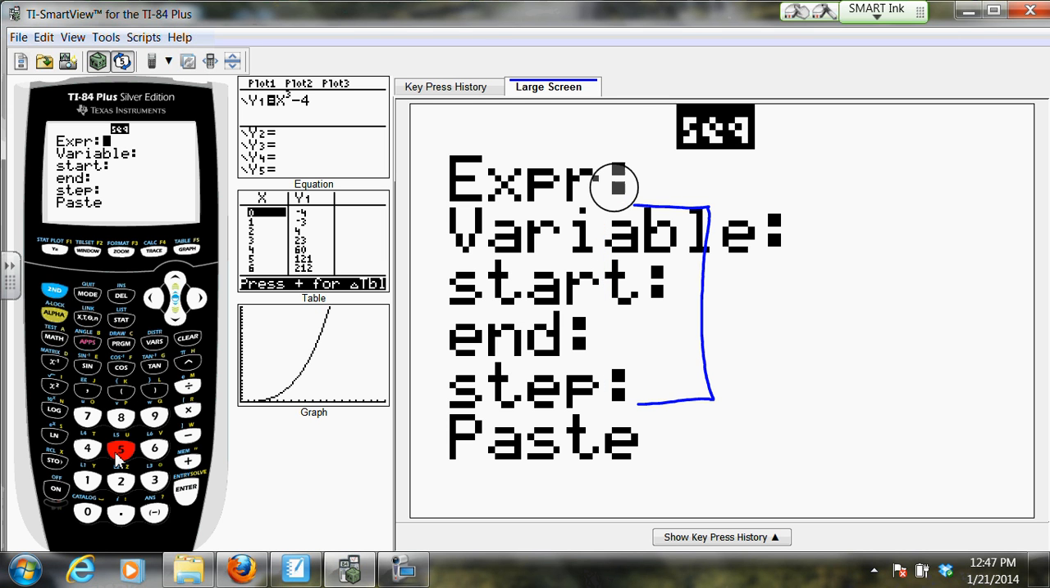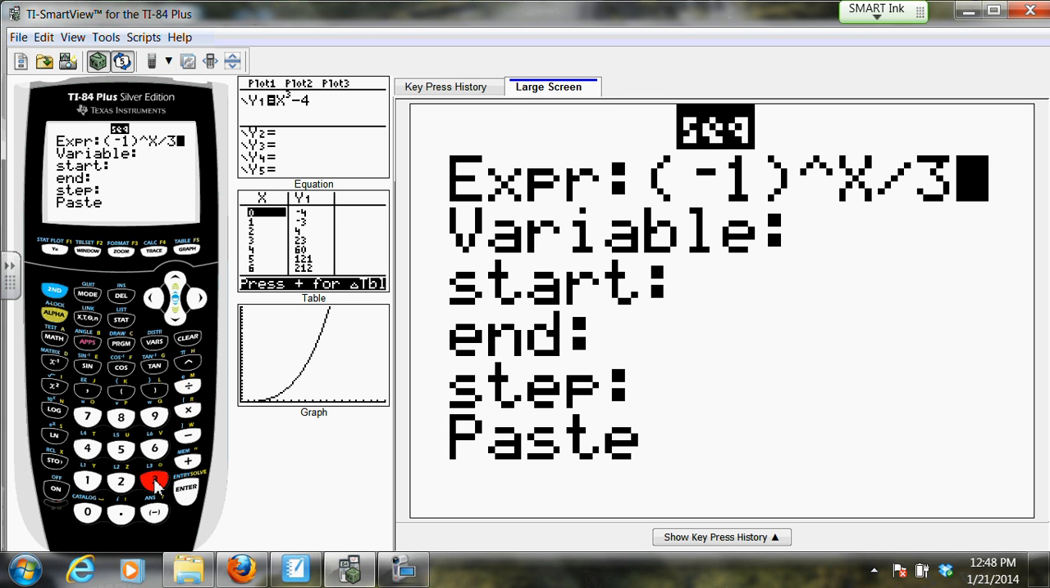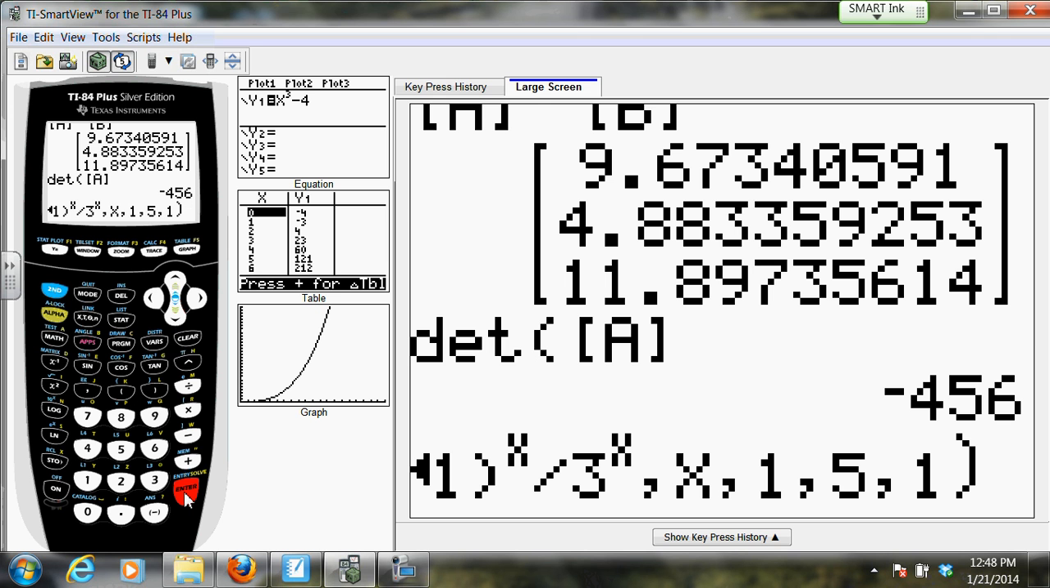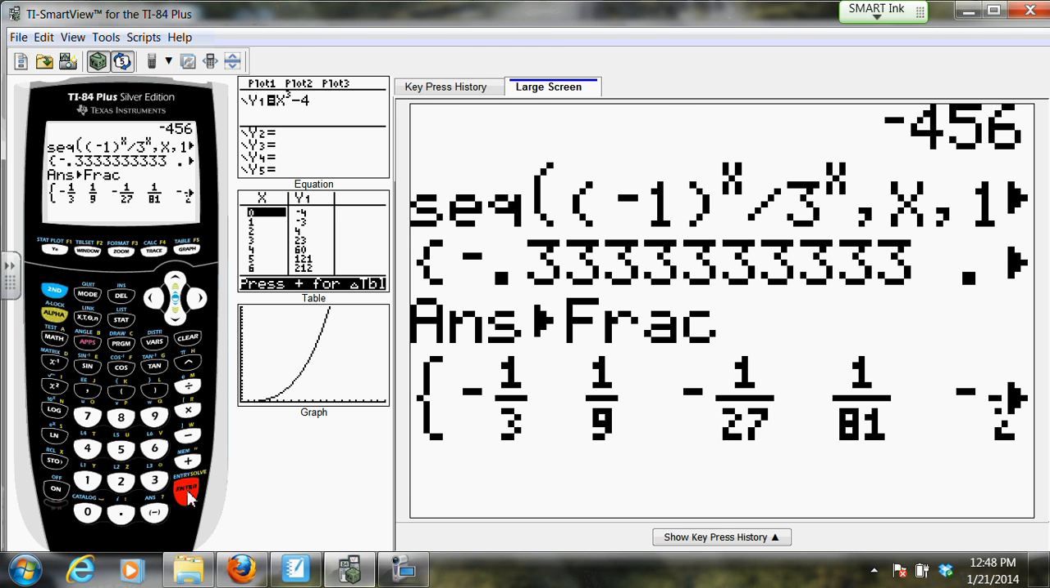Let me get rid of this box. This might come up. It's going to look different if you're on an 83. But the first thing is to put in your actual function. So I'm going to put in parentheses -1 to the x, divided by 3 to the x. Our variable is an x. We want the first term all the way to the 5th term, and we're going up by 1s. Hit paste. And then it'll show up on your screen. Hit enter. If you don't like those numbers, you can change it to fractions. There we go.